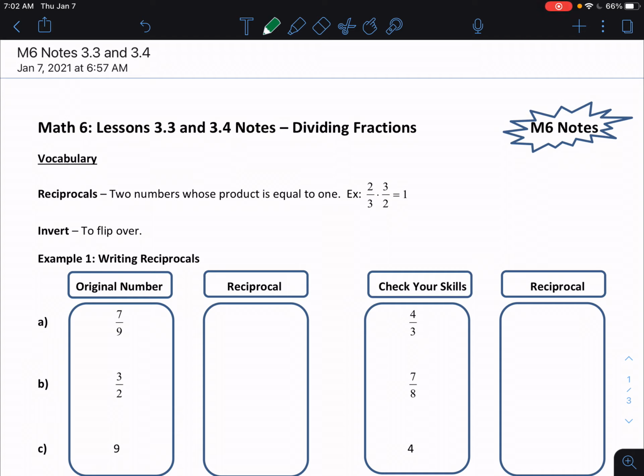And I can see that if I use my cross canceling, the 2 and the 2 are going to both become 1, and then the 3 and the 3 are both going to become a 1. And that's where the 1 comes from.